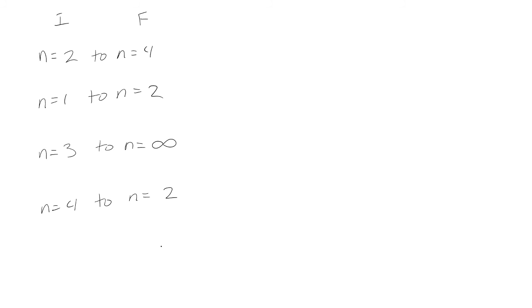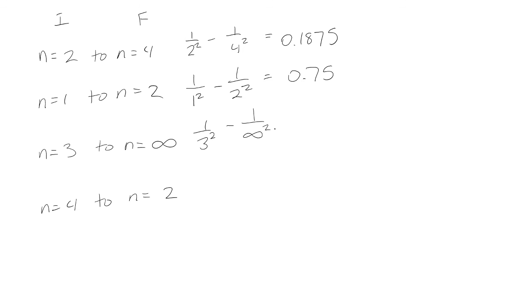So if we look at these options, 1 over 2 squared minus 1 over 4 squared, if I calculate that real quick, 1 divided by 4 minus 1 divided by 16, I get 0.1875. Okay? If I do 1 minus 1 divided by 4, I get 0.75. Again, I'm doing 1 over 1 squared, I'll write that explicitly: 1 over 1 squared minus 1 over 2 squared. That'll equal 0.75.